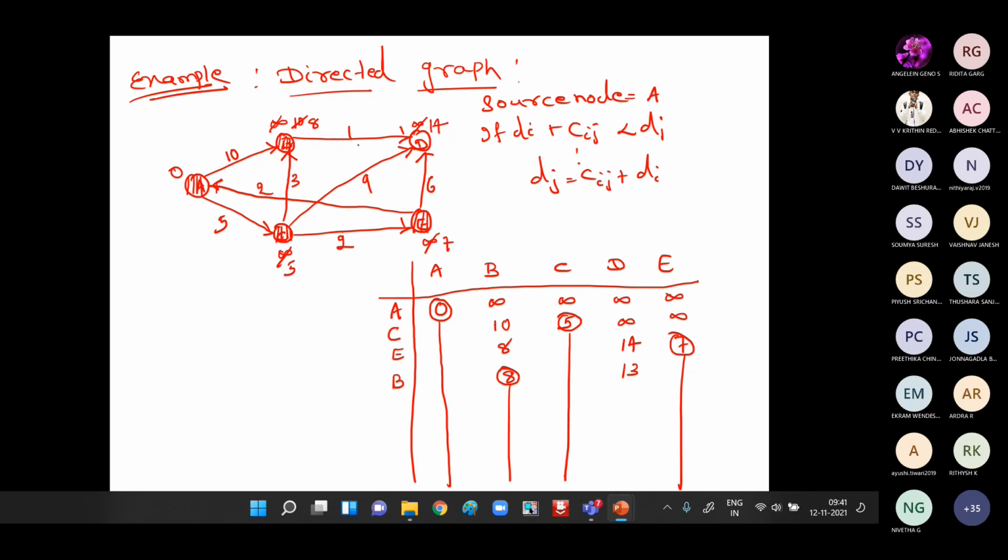What is the cost? 8 plus 1 is 9, and 9 is less than 13. So we have to update this in the table. So what is the next? This is 9. 9 is alone. It means D cost is 9. Now we have to check. There is no node remaining to find out. A, C, E, B, D. All the nodes are covered from the given network. That's all. This is the way to find out for the directed graph.